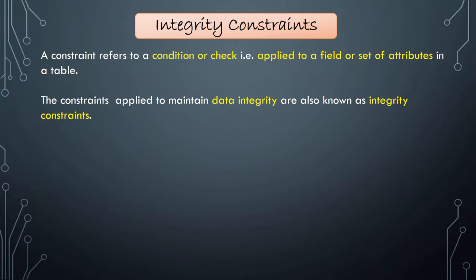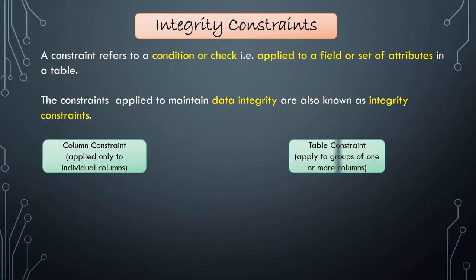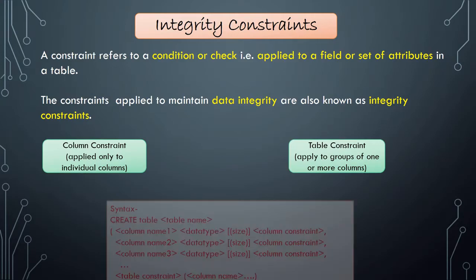Now we have two different types of constraint. One is the column constraint, the other is the table constraint. A column constraint is directly applied to an individual column. I'm writing product ID, and I'm applying primary key. Next is the table constraint. It can be applied to a group of one or more columns, and it is applied at the end. You can see the change in the syntax over here.